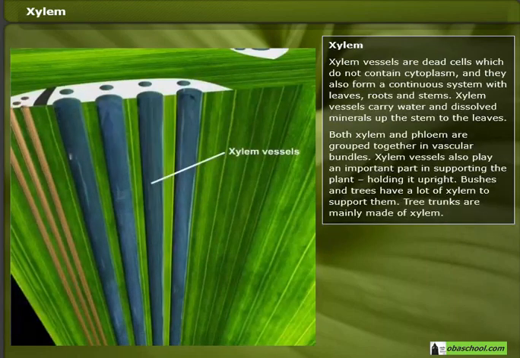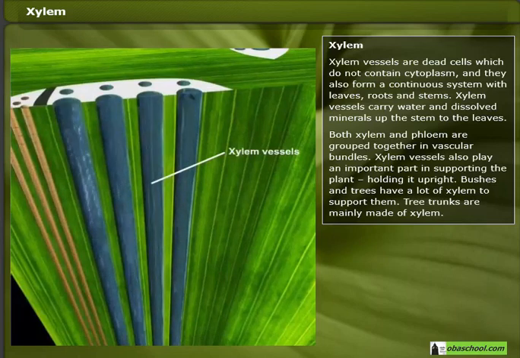Xylem. Xylem vessels are dead cells which do not contain cytoplasm, and they also form a continuous system with leaves, roots and stems. Xylem vessels carry water and dissolved minerals up the stem to the leaves. Both xylem and phloem are grouped together in vascular bundles.